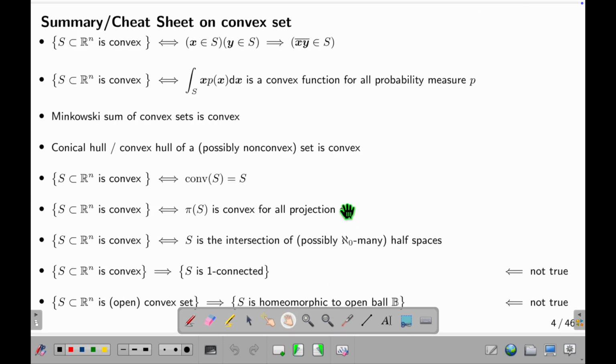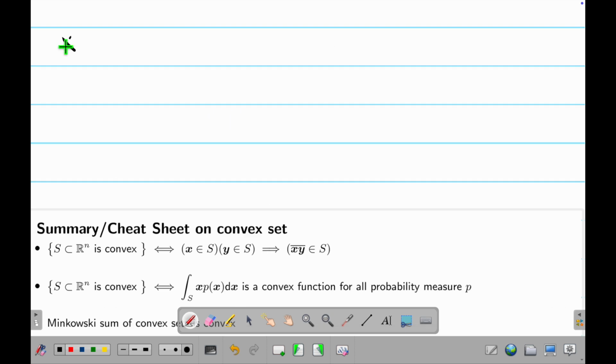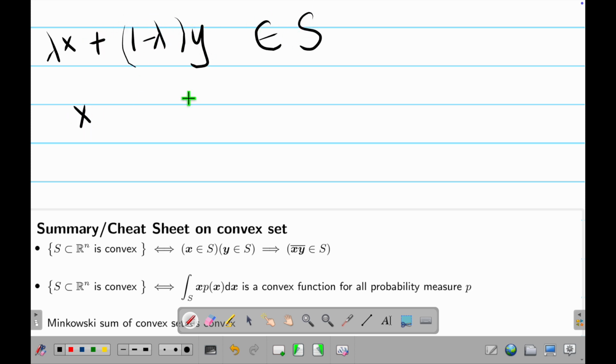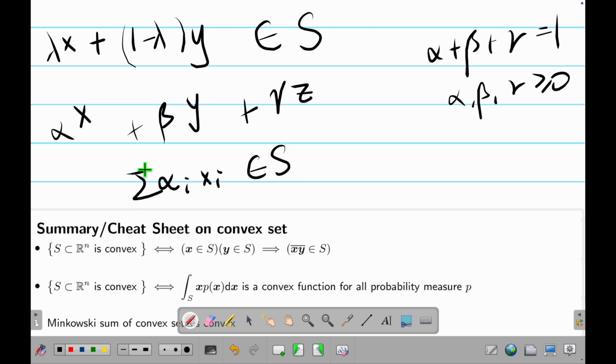So these are the basic things. But this is not the whole story. A set is convex if this is true, but you can also have this. If I have a convex set, then for any x inside the set S, for all probability measures P, λx + (1 − λ)y is in S. What happens if I have x, y, z? Then I have α, β, γ, and α + β + γ = 1, with α, β, γ larger than 0. Then what happens if I have many points? If I have many points, then I have the sum of αᵢxᵢ inside S. This is for n points.